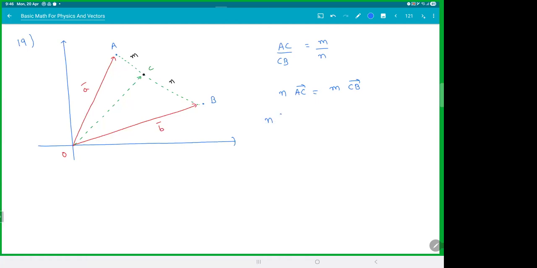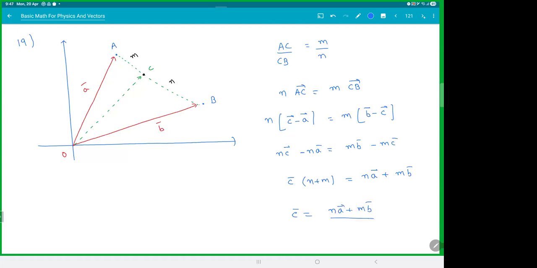So what is AC bar? AC bar, you're going from A to C. So that is C bar minus A bar. Remember, final minus initial. What is CB bar? You're going from C to B. So final vector is B bar, initial vector is C bar. So now you can rearrange the terms: n c bar, n a bar, m b bar, m c bar. So bring everything here, c bar into n plus m. Remember, n and m are scalars. n a bar plus m b bar. That's your ratio there.